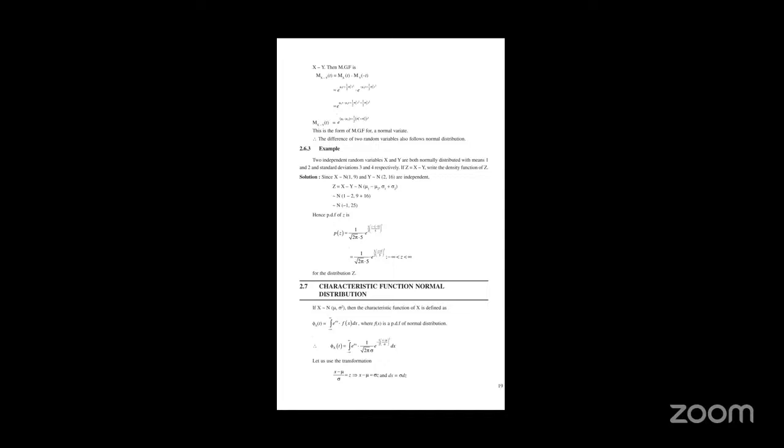Two independent variables, X and Y, both follow the normal distribution, with means 1 and 2 and standard deviations 3 and 4 respectively. Z equals X minus Y, so they are taking the difference. Write the density function of Z. We subtract these two, then take the PDF of the normal distribution and substitute it. It is very easy.